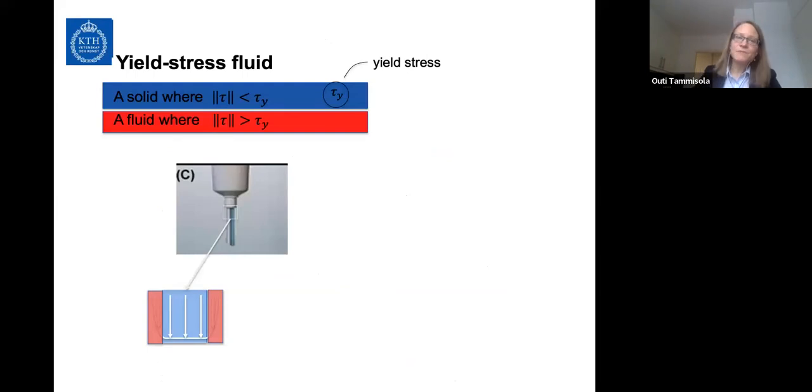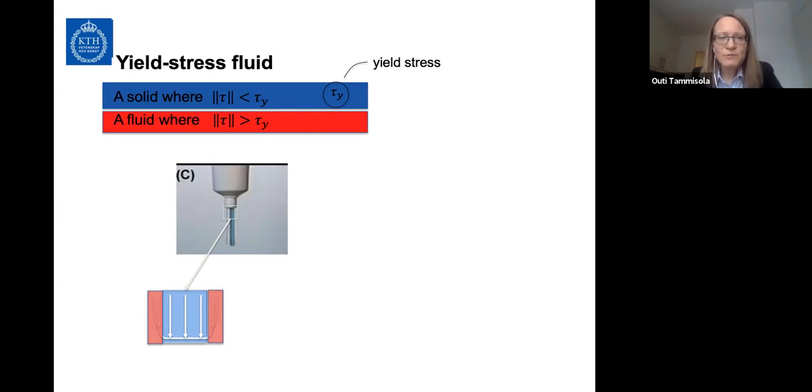And one type of complex fluid that I'm especially interested in is yield-stress fluids. Yield-stress fluids can behave like a soft solid or a fluid, depending on the stress imposed on them. If the stress imposed on the fluid is lower than the yield stress, tau y here, then it will behave like a soft solid. And if the stress in some regions is bigger than the yield stress, then in those regions it will flow like a fluid.